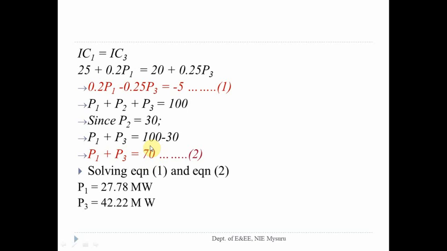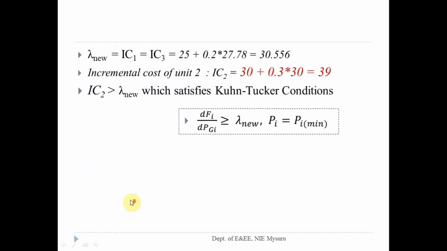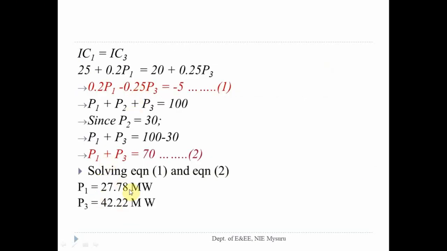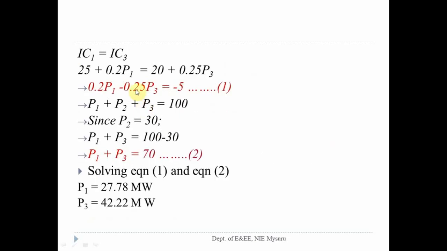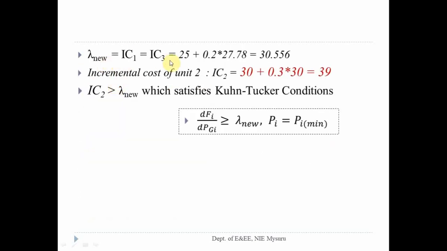So in the second scenario, you can see that we have two unknowns, that is P1 and P3, and we have two equations. When you solve these two equations, we get the P1 and P3 values. So these are the values you get. Now we have to check what is the new lambda value. For that you substitute these two values in these equations, and you will get the new lambda value as 30.556.